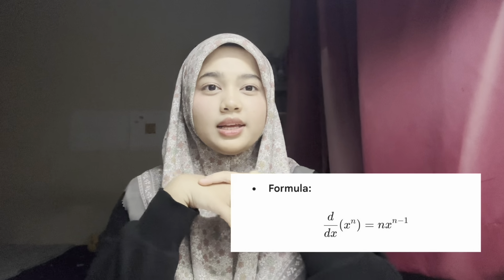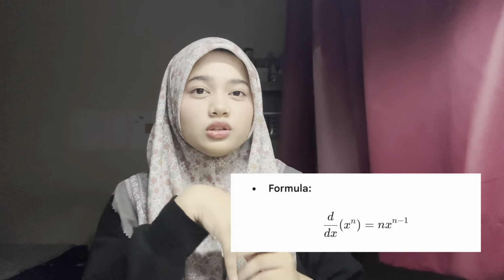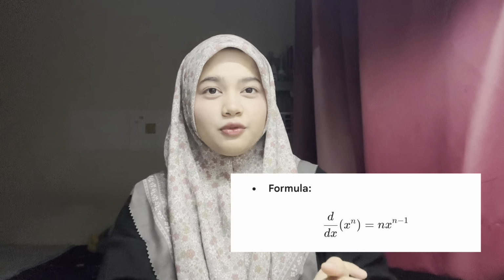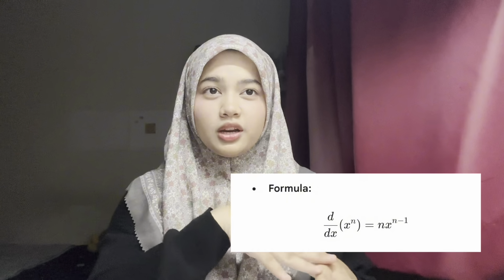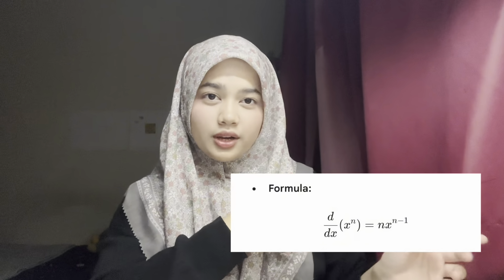First is power rule. Power rule is the most common rule for function with a variable raised to a constant power. To differentiate x to the power of n, where n is any real number, the formula is d over dx in bracket x to the power of n equals nx to the power of n minus 1. So from the formula, we bring the exponent down as a multiplier and reduce the exponent by 1.